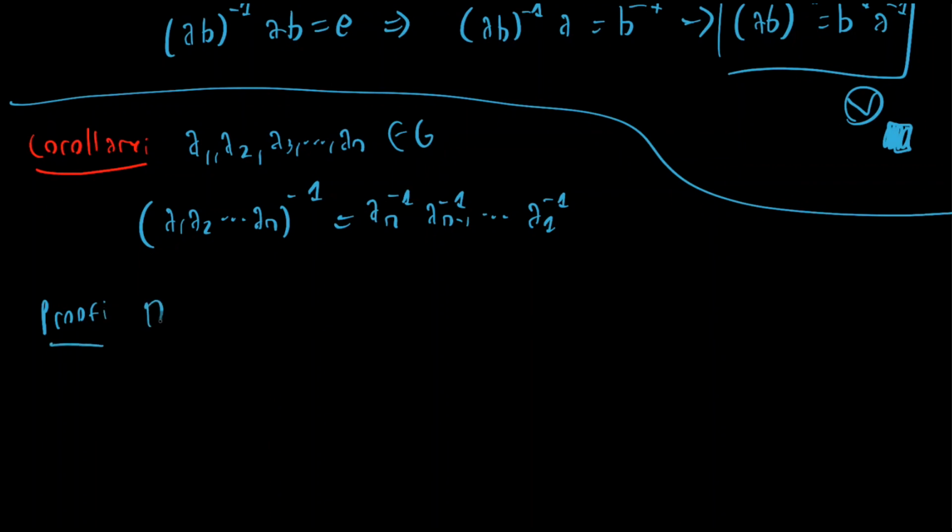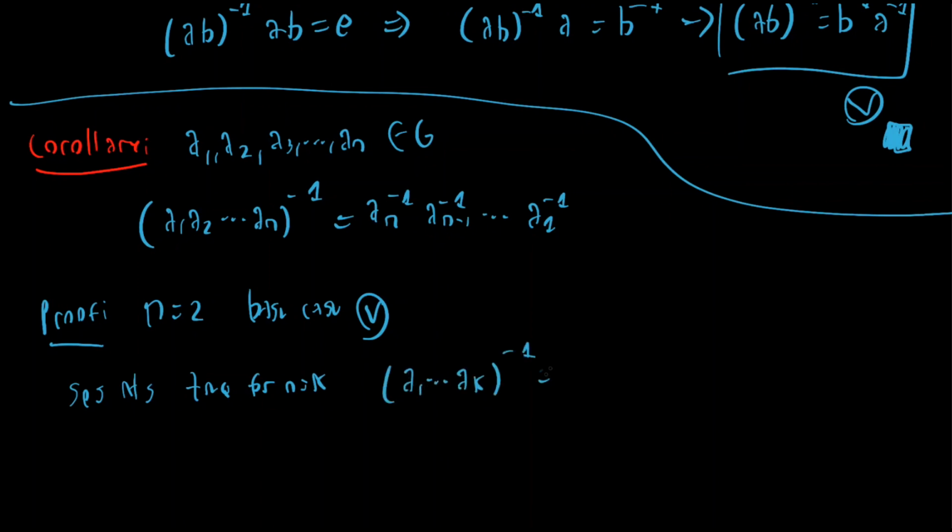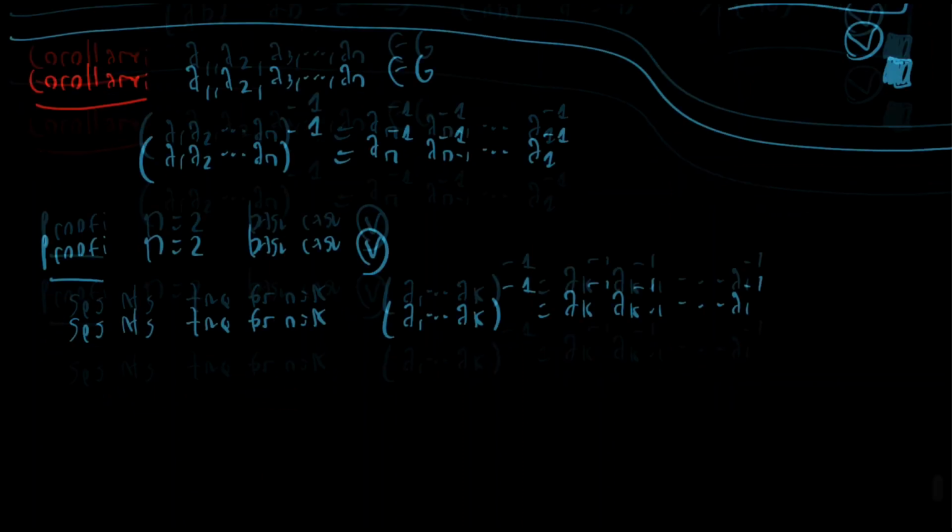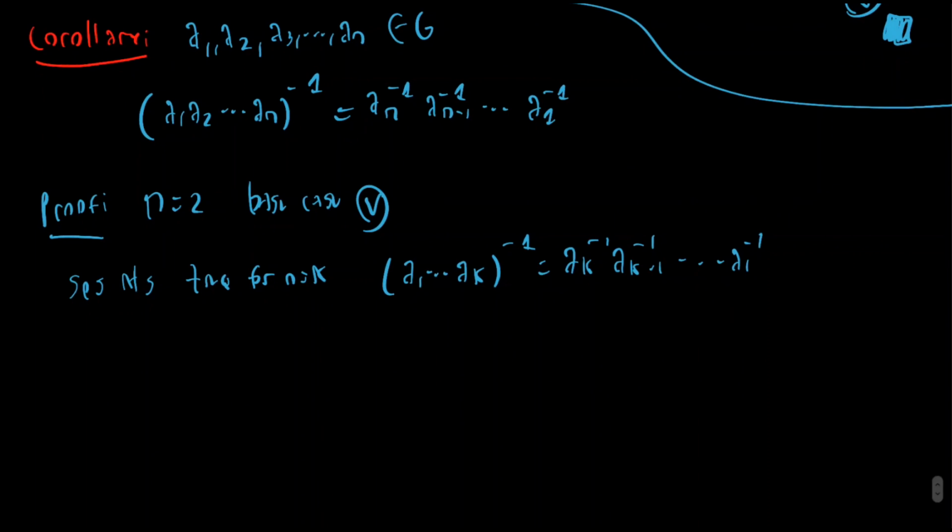So we have already covered the base case, n equals 2. Now suppose that it's true for n equals k. So we have that for n equals k, (a1 ... ak) to the minus 1 is equal to ak to the minus 1, a(k-1) to the minus 1, up to a1 to the minus 1. So if that is the case, for the induction step, we want to prove it for n equal to k plus 1.